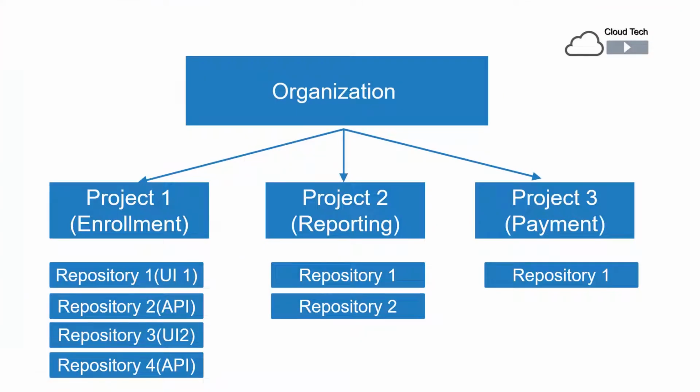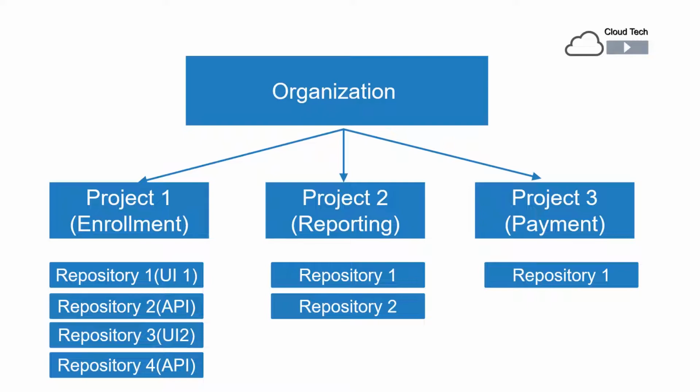Before creating an organization, let's see the basic structure. First, you will create an organization. Under the organization, you will have multiple projects. Under each project, you can create multiple repositories. In these repositories, you will upload or push your code. You can have separate repository for each of your application, or you can have separate repositories for front end and back end. This is just to give an overall idea on organization, project and repository.